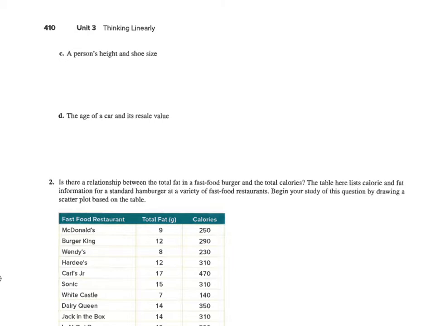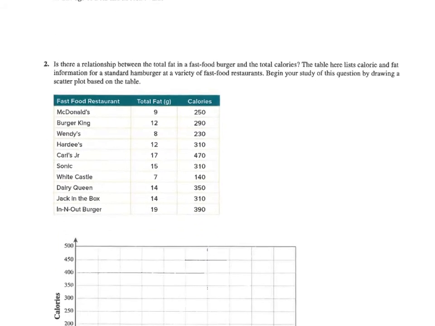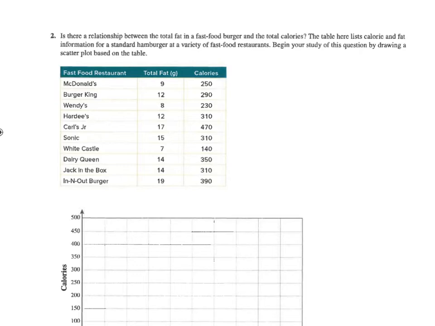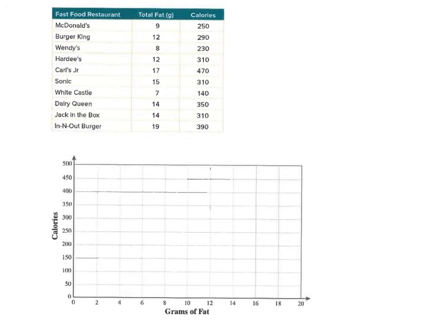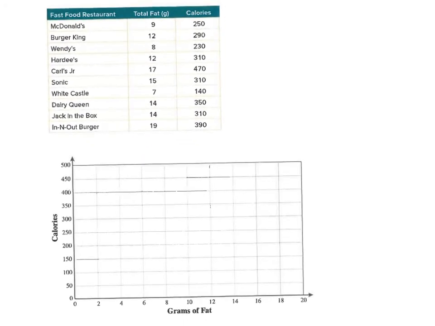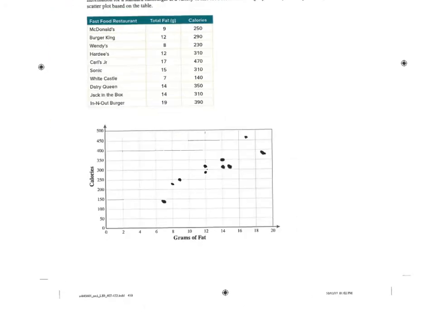All right, so is there a relationship between the total fat in a fast food burger and the total calories? The table here lists calories and fat information for a standard hamburger at a variety of fast food restaurants. Begin your study of this question by drawing a scatter plot based on the table. So I'm going to go ahead and do that right now. I will pause. I know you know how to plot points, so let me pause this.